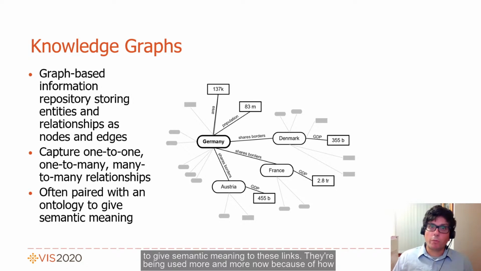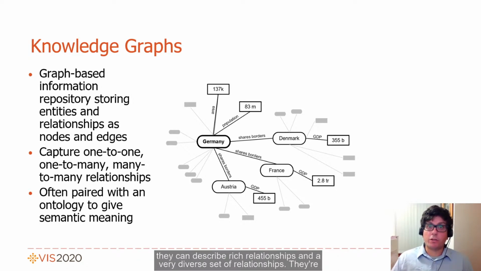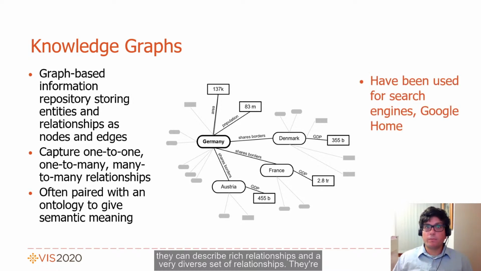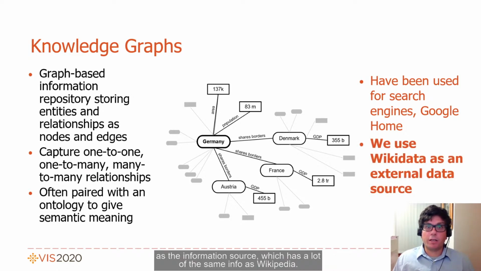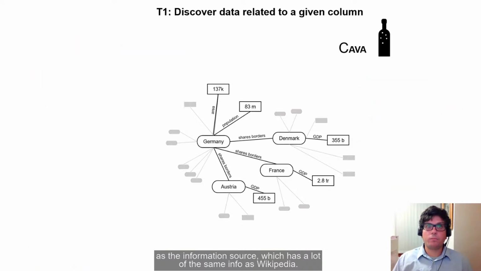They're being used more and more now because of how they can describe rich relationships and a very diverse set of relationships. They're used for search engines when you search a term and immediately some details pop up. They're also used in a lot of AI agents to answer questions. For Cava, we use Wikidata as the external data source, which has a lot of the same information as Wikipedia. So let's look at how we would accomplish those two tasks in Cava using a knowledge graph.